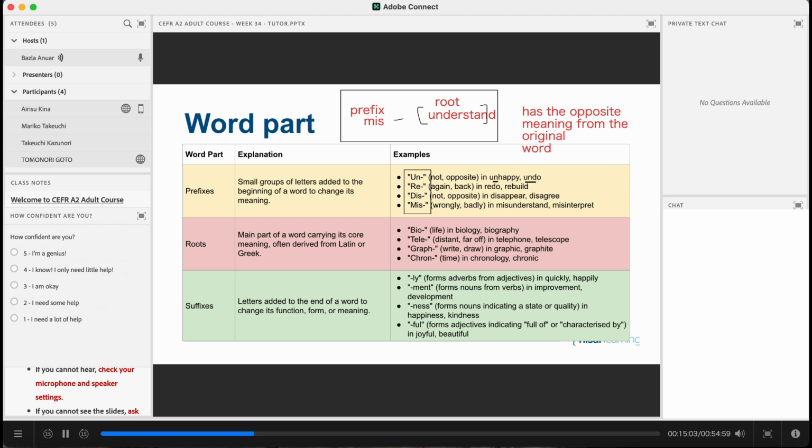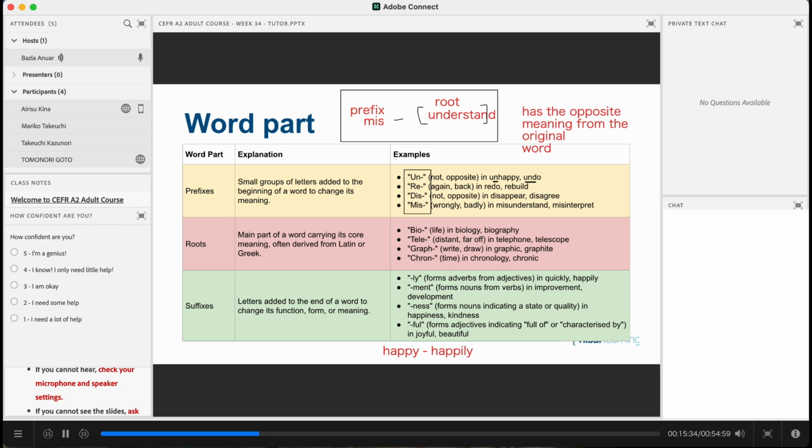So we have the word happy. Happy is an adjective, but if you want to change it into an adverb, we add ly. Happily. So again, adding a suffix can change the form of a word, from adjectives to adverb.